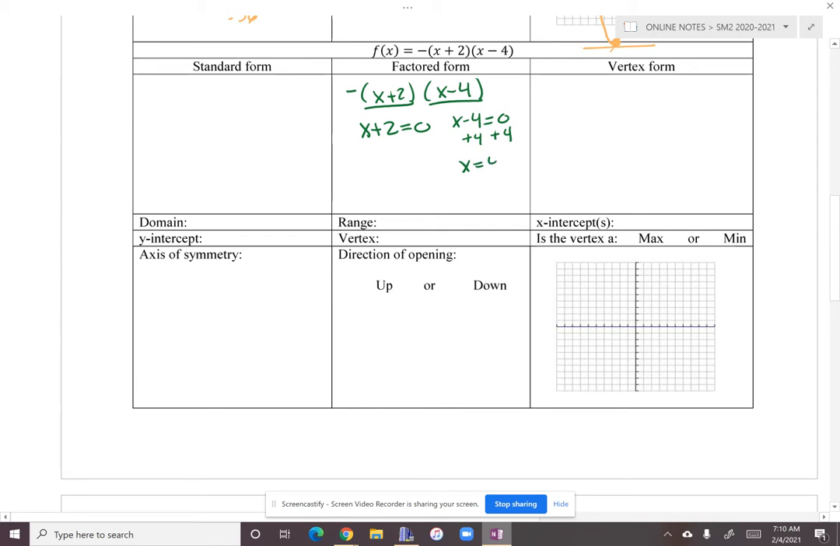Okay, so I add that 4 over. I get x equals 4, so that gives me the point (4, 0). And the other one, I minus 2, and I get x is negative 2, and that gets me the point (-2, 0).